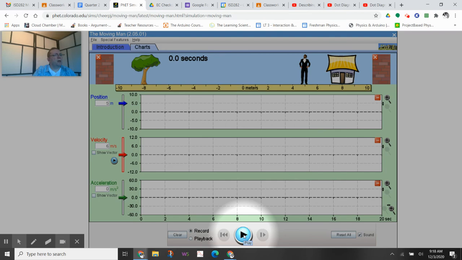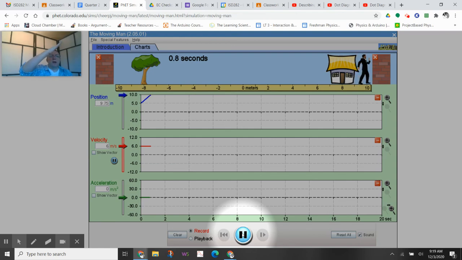And if we hit play, think for a second, what should our graph look like for our position time graphs? Think for a second, what should the velocity graph look like? We have a position of +5. We have a velocity of +6. Okay. So hopefully after seeing that, that kind of makes sense and agrees with what we know.